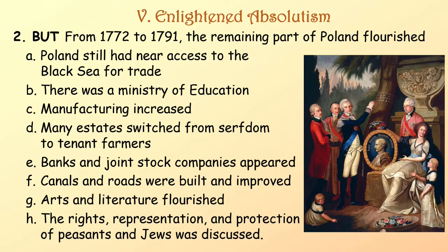But from 1772 to 1791, the remaining part of Poland actually flourished. Poland still had near access to the Black Sea for trade. There was a Ministry of Education. Manufacturing increased. Many of the estates in Poland switched from serfdom to having tenant farmers, so getting rid of serfdom. Banks and joint stock companies appeared. Canals and roads were built and improved. Arts and literature flourished. The rights, representation, and protection of peasants and Jews was at least discussed.